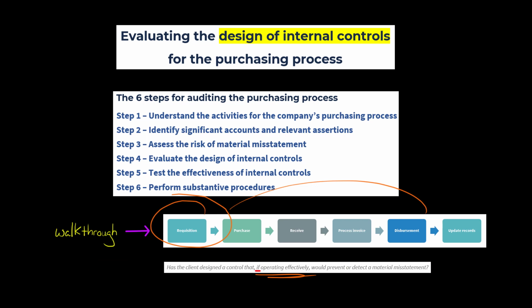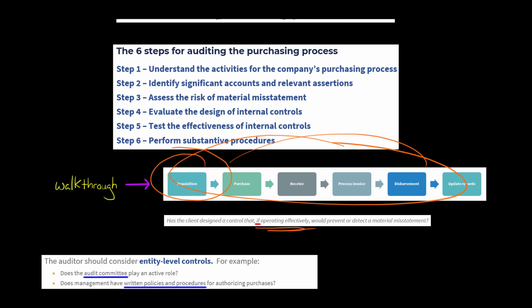Now, at this step, we're just trying to understand if there is an internal control in place. We want to identify any of the internal controls and understand them. Because in the next step, which I'll cover in the next video, we'll be testing the effectiveness of the internal controls. So right now, we're just trying to walk through the process and map out all of the internal controls that happen to be in place.